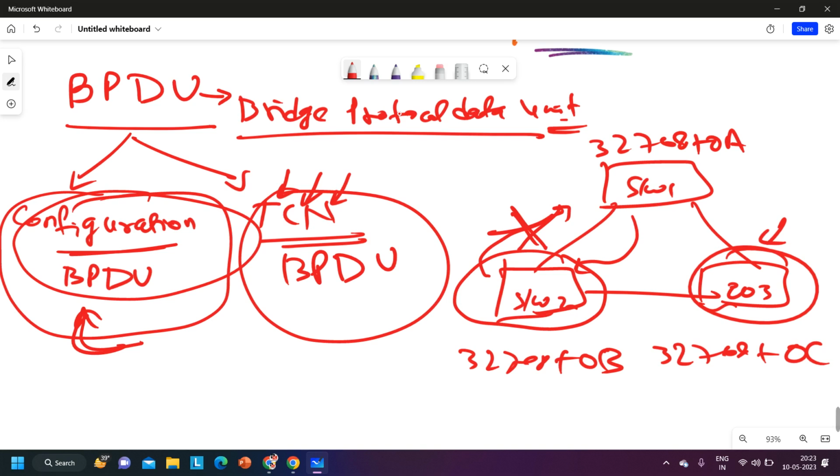Keep in mind that BPDU messages carry information about the bridge ID of a switch. In every BPDU there will be information about the bridge ID. After the election happens, only the root bridge switch will generate configuration BPDU every 2 seconds. Now let me discuss some contents of BPDU.